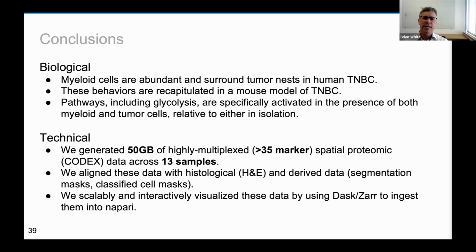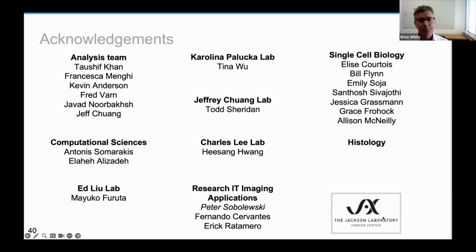And then we aligned these data with spatial transcriptomics data, as well as histological data in the H&Es and other derived data, including segmentation masks and classified cell masks. And finally, we scalably and interactively visualized these data by using Dask and Zarr to ingest them efficiently into Napari.